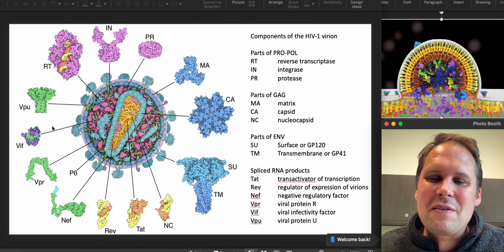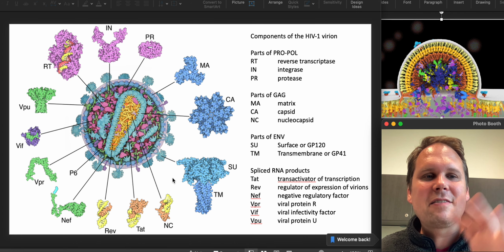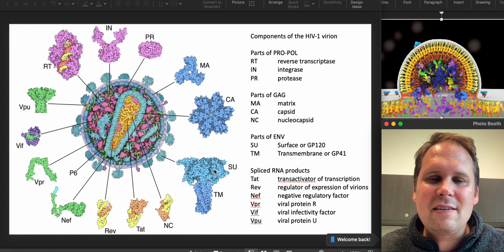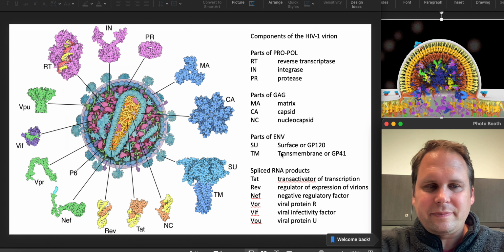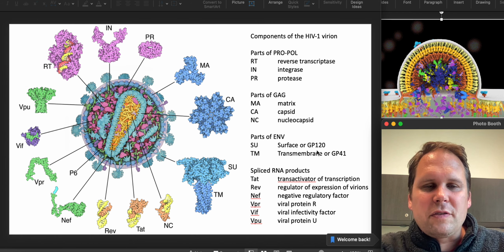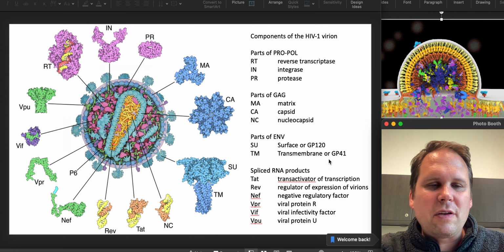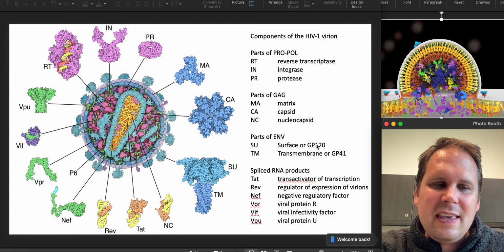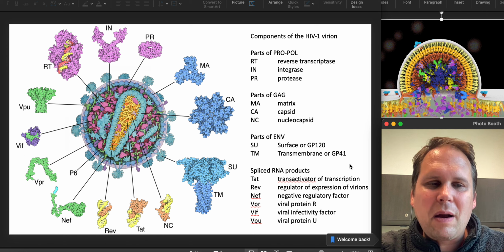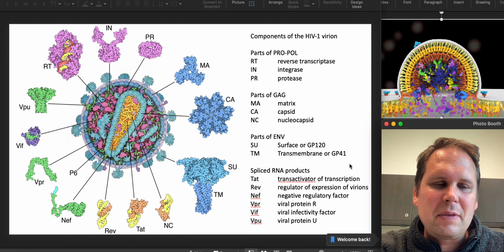And then the only other major thing that the virus has made that gets onto the capsid is the envelope protein, which has that surface component and that transmembrane component. The surface component is also called GP120. The transmembrane is also called GP41. In HIV-1, these are the names that you can use, and so probably I will use those most commonly.